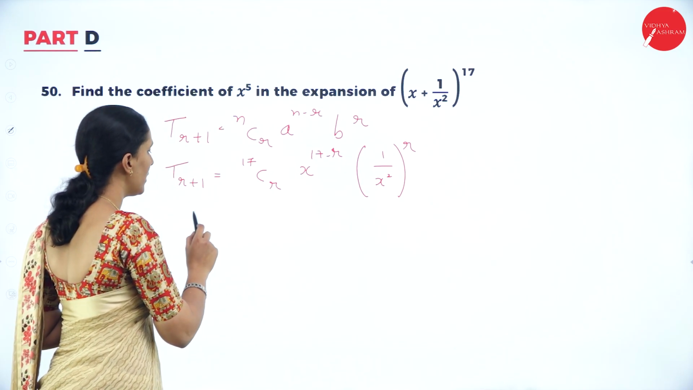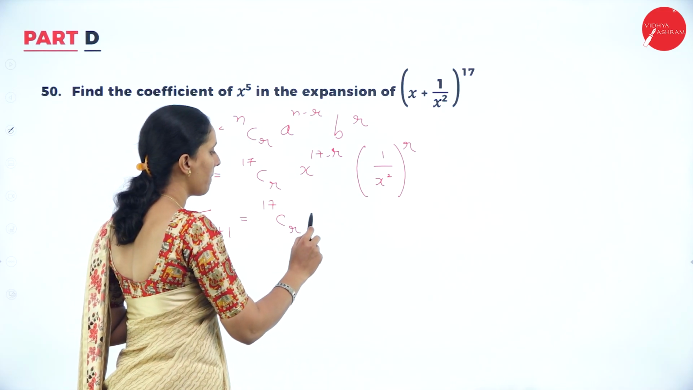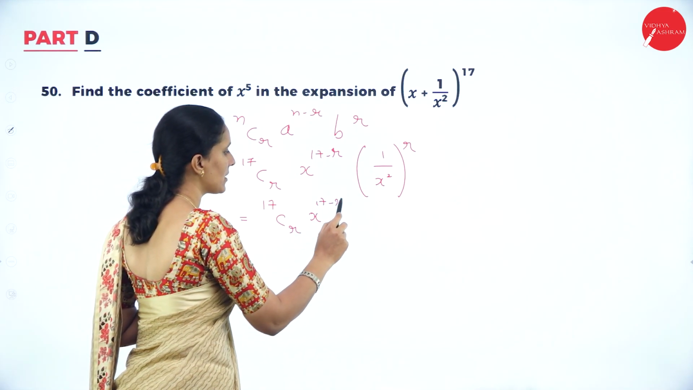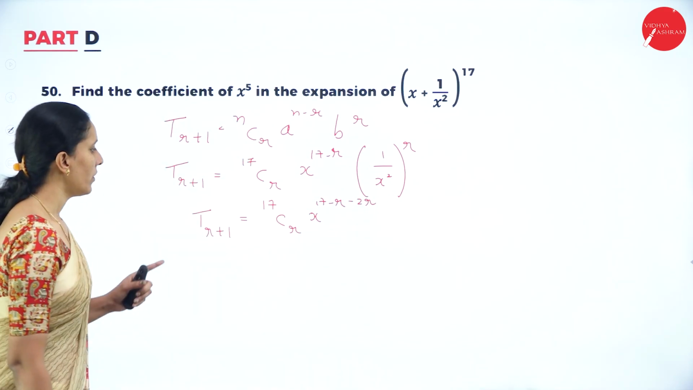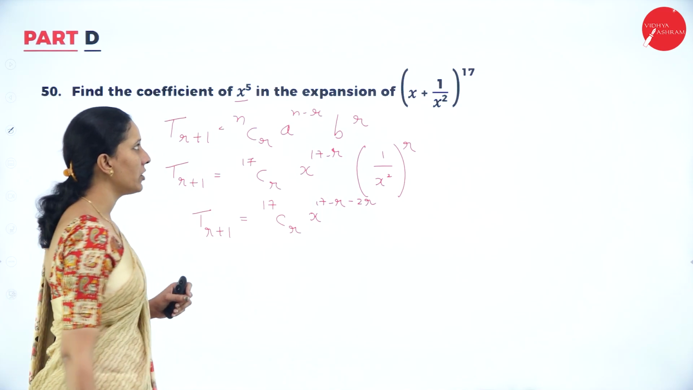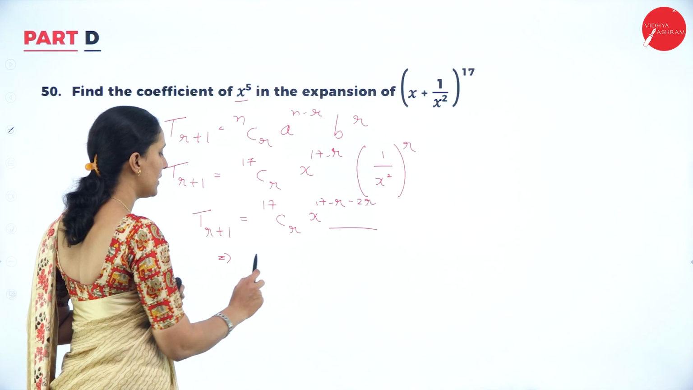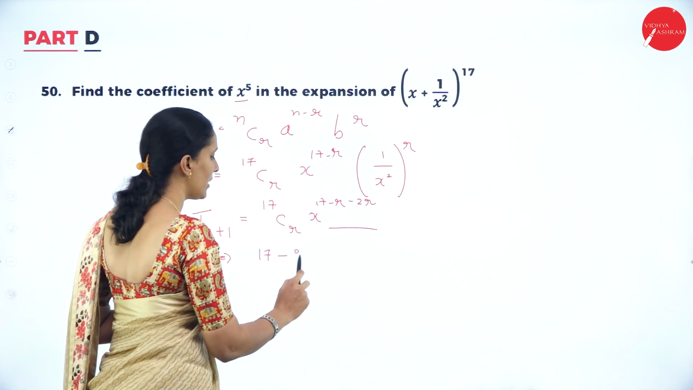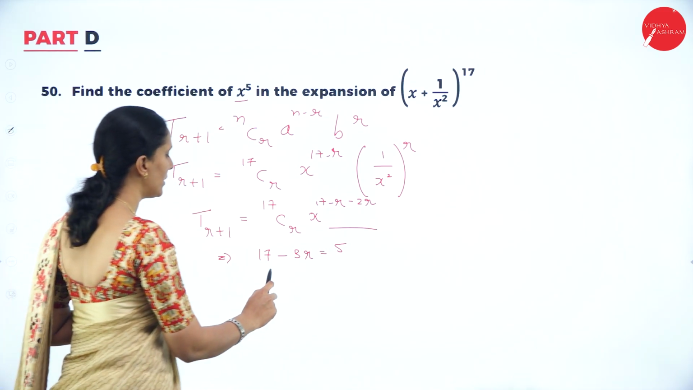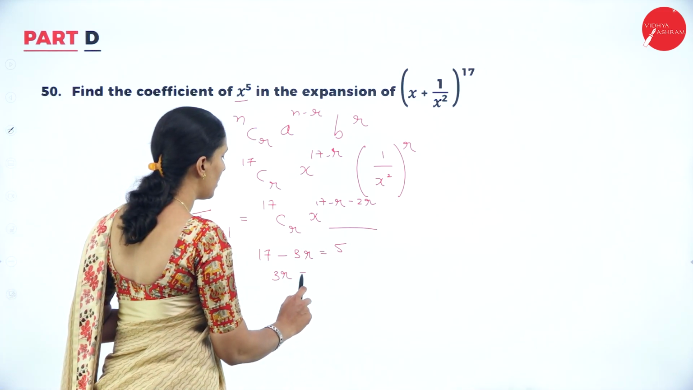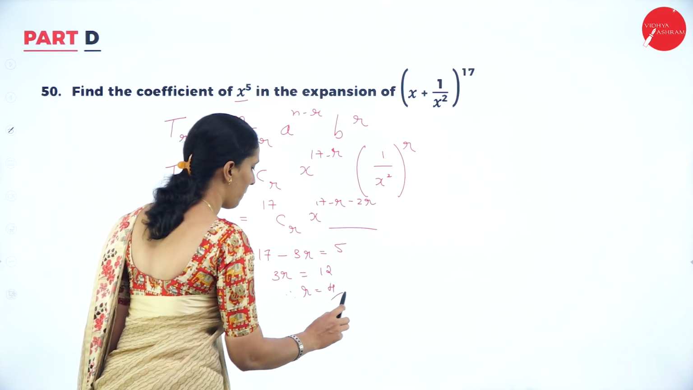So on solving this, we'll get T r plus 1 is equal to 17 C r, x to the power 17 minus r, here we have 2 times r, minus 2r we'll get. Now we need to compare the coefficients of x power 5 with this. So this implies 17 minus 3r is equal to 5. We can take 3r is equal to 12, so therefore r is equal to 4.